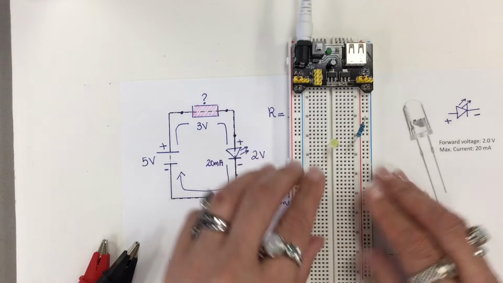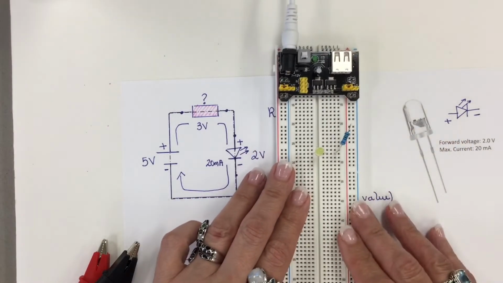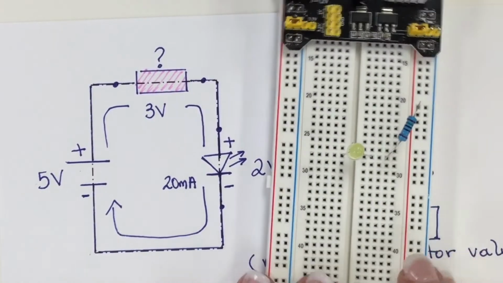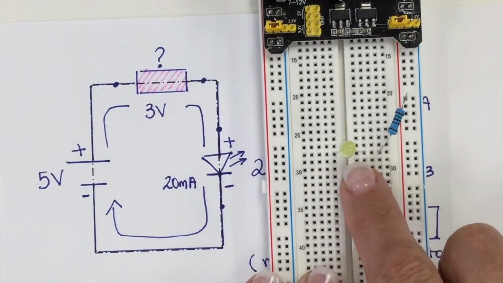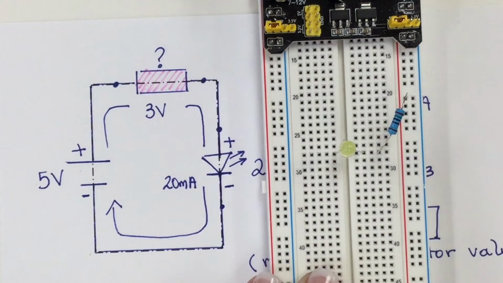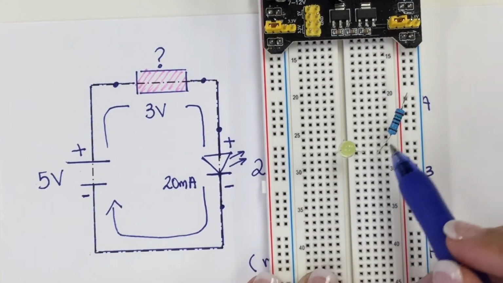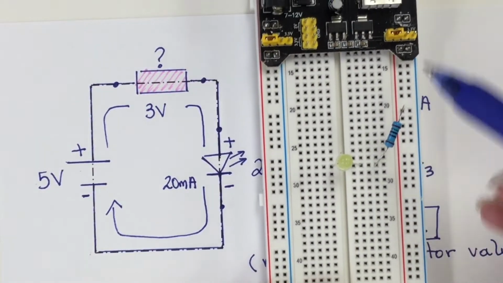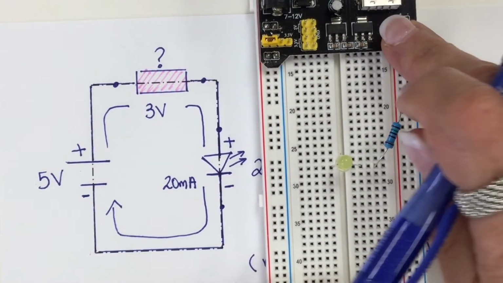Positive. So let me show you closer. So I have my LED. This is the positive here, and it's connected to the positive, to this bar, because I have 5 volts here too.